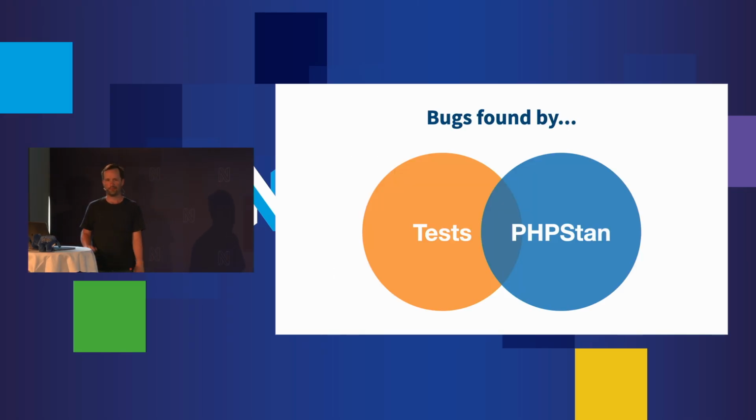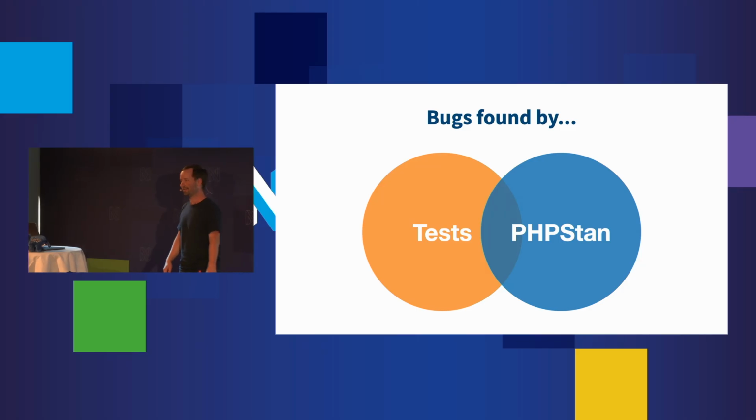So I have a confession to make. I don't write tests for everything. I write tests for some code, but I don't write tests for everything, because some bugs can be found by static analysis, so why would I write tests for them, right? So at the beginning, the situation in your code probably looks like this. You have some bugs found by your tests, and also some of the same kind of bugs are going to be found by PHPStan. So the intersection of these two circles is probably a wasted effort, right? Why would we write tests for something that can be found by PHPStan?